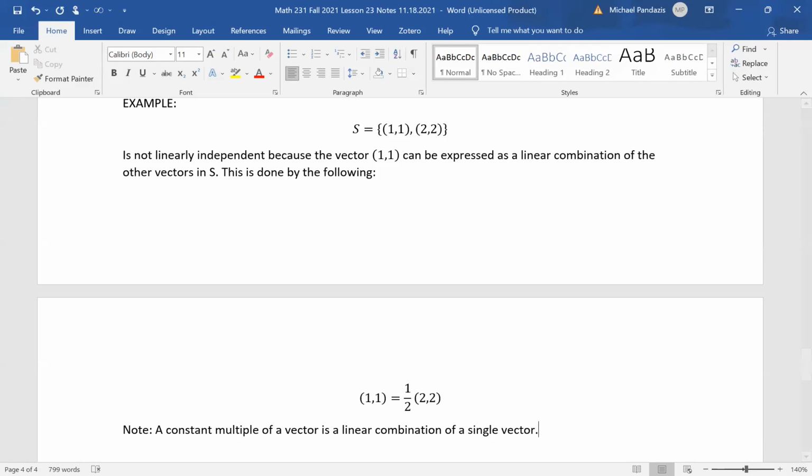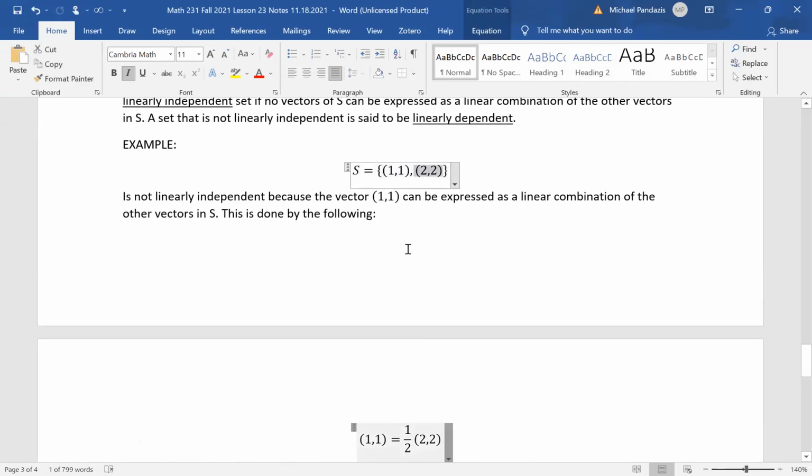Okay, we can talk about linear combinations of 10 vectors, right? Where you take each vector, you multiply it by a constant, and you add them. That's a linear combination of 10 vectors. You can have a linear combination of one vector. It's just a constant multiple times one vector. You're not adding anything else because you only have one vector, so you only have one product. So 1/2 times (2, 2) is a linear combination of a single vector, namely this one. And so we've expressed (1, 1) as a linear combination of other vectors in set S.